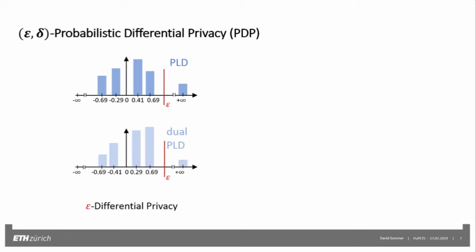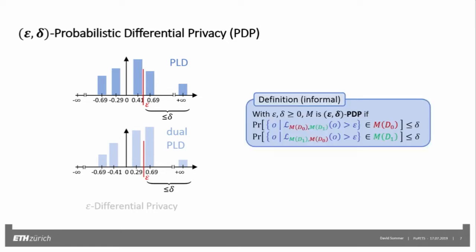How about if we have infinity buckets? Yeah, then we have a delta. Then, of course, we don't have epsilon differential privacy anymore. We can even reduce the epsilon, which then makes the delta bigger. But this is a very intuitive privacy definition, which is called epsilon-delta probabilistic differential privacy, which just states that the amount of probability with a privacy loss bigger than epsilon is smaller than delta. This is very common, but there is a problem. It's not closed under post-processing. That means you can make mechanisms that break this property.